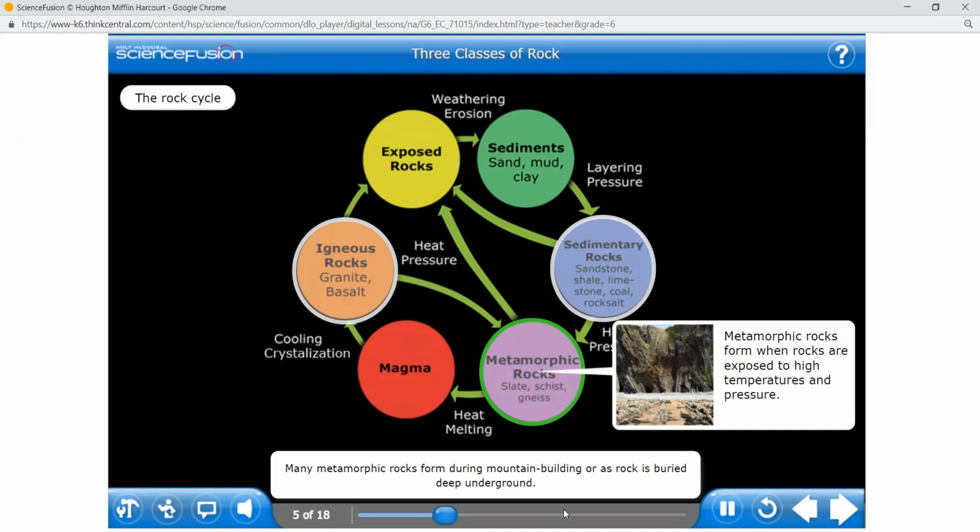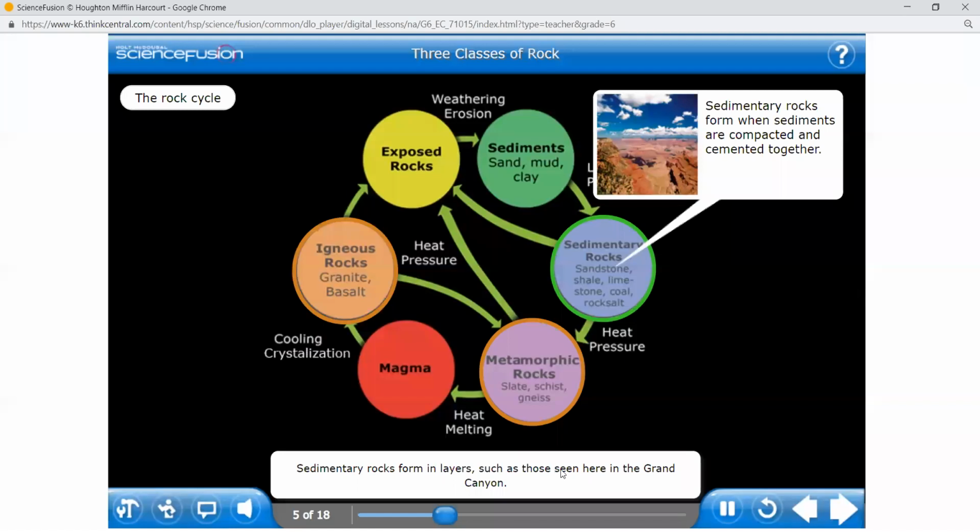Rock is buried deep underground. These rocks form in layers, such as those seen here in the Grand Canyon. Other rocks of any type.